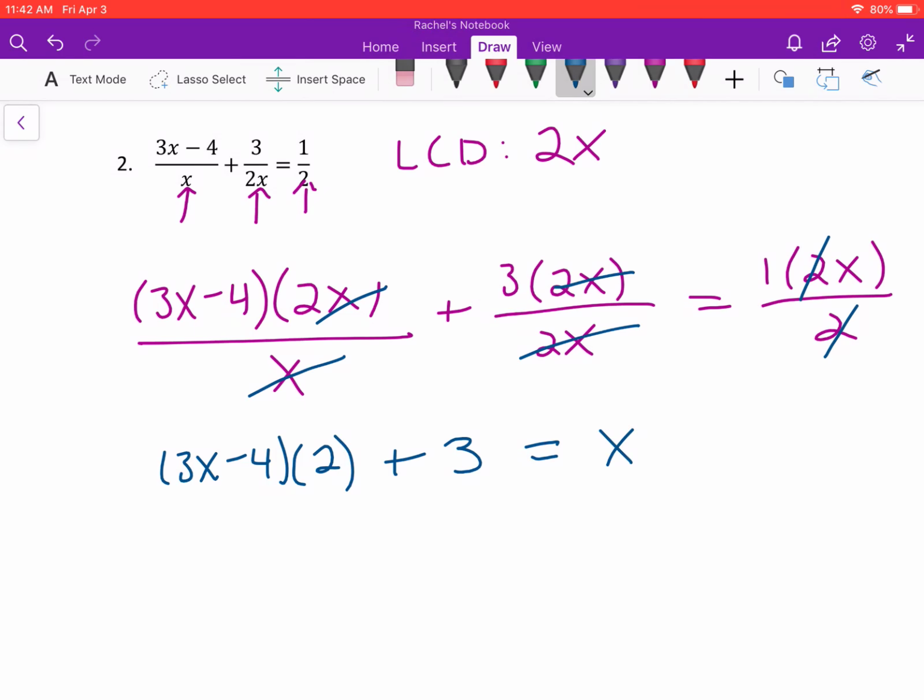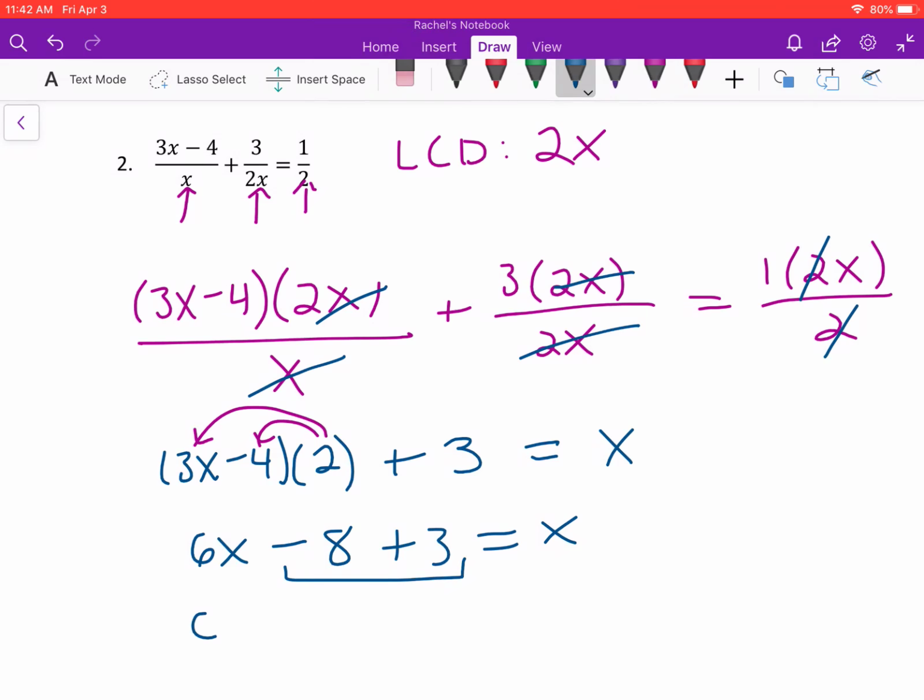Before I can start combining like terms though, I need to take that 2 and distribute it to the 3x and to the negative 4. So 2 times 3x is going to give me 6x, and 2 times negative 4 is going to give me negative 8, plus 3 equals x. All right, so I have everything simplified, but I need to start combining like terms. So I'm going to start by just combining that negative 8 and that 3, just add those together. So I'm going to get 6x minus 5 equals x.